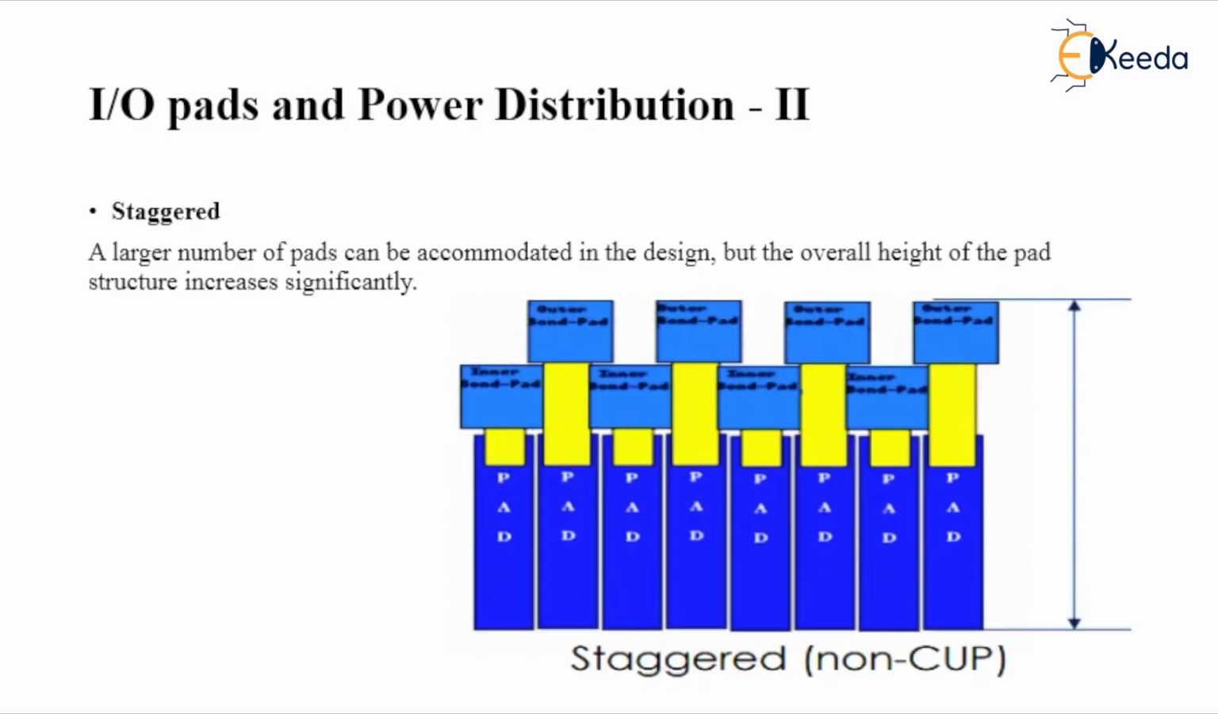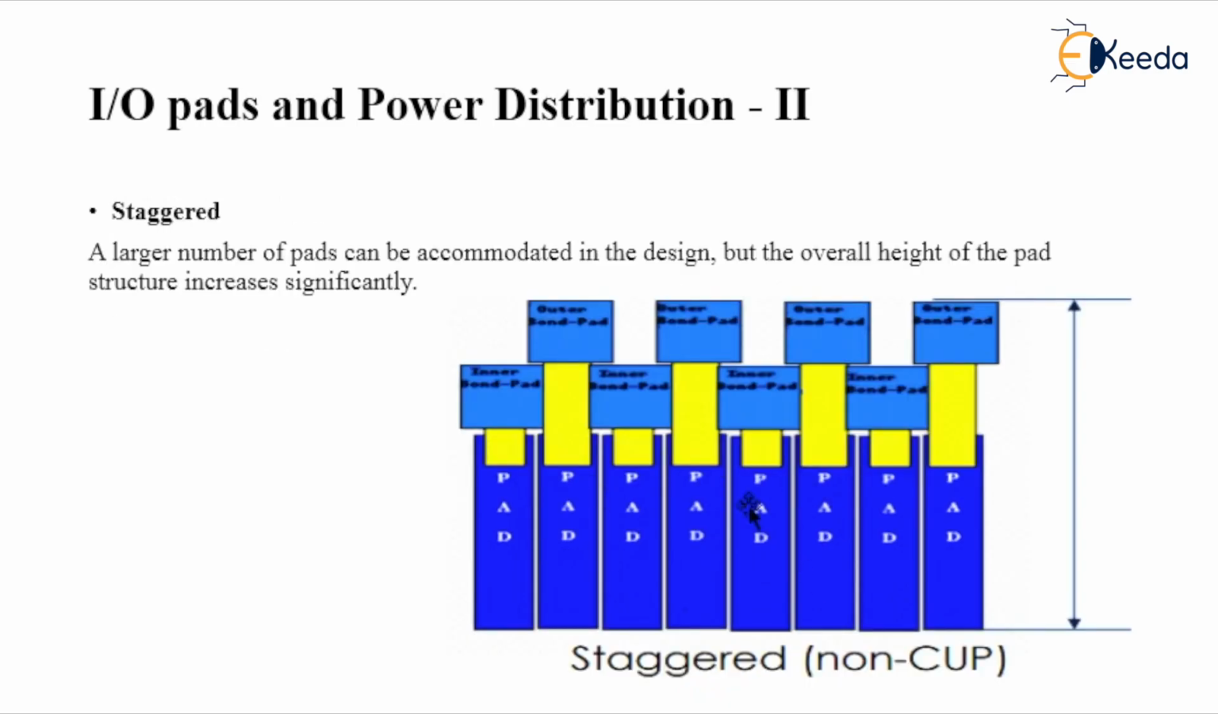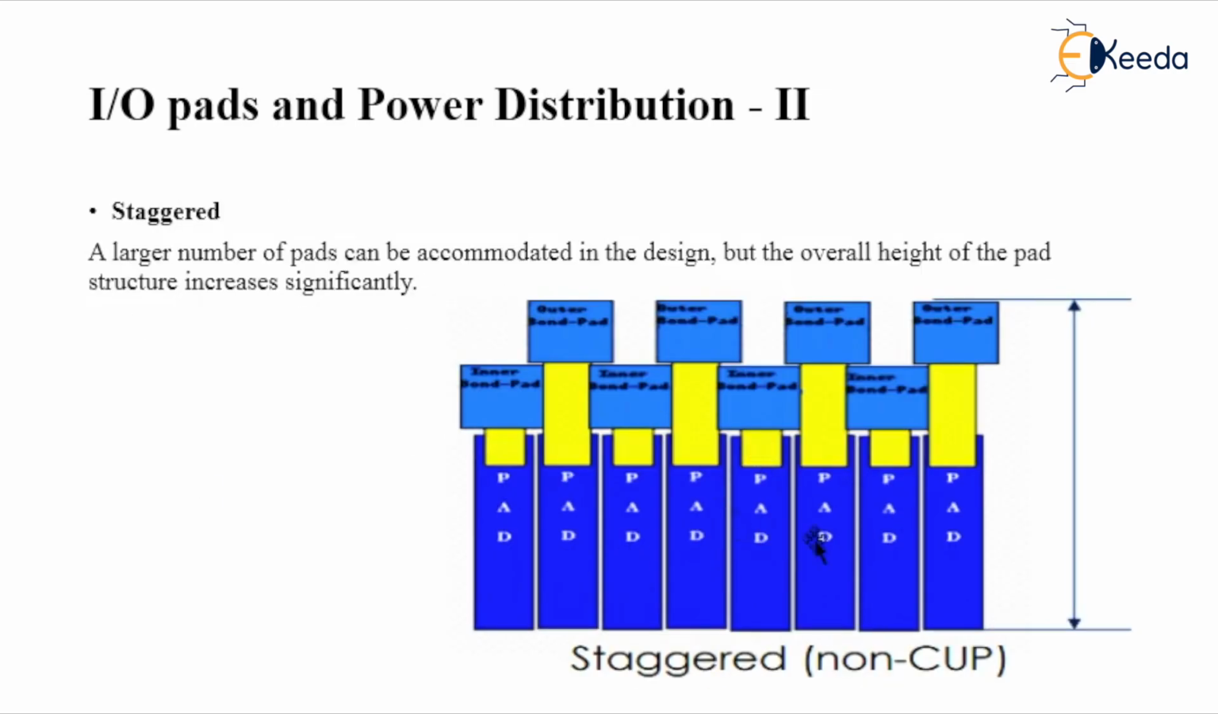Next, going to the staggered, which means distributed. In this, a large number of pads can be accommodated in this region, whereas the inline package is applicable for a limited number. Here it can accommodate a large number of pads.